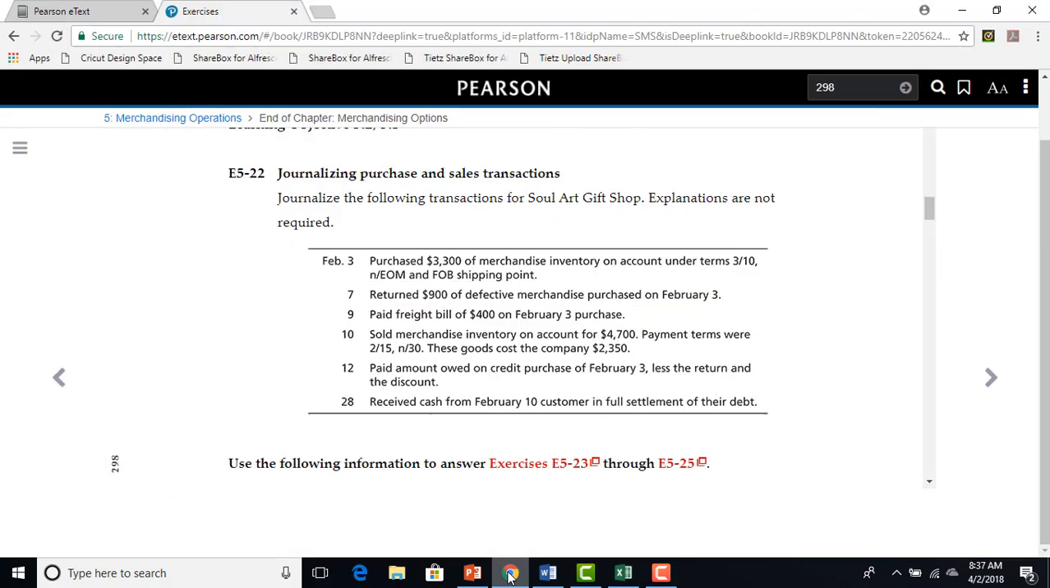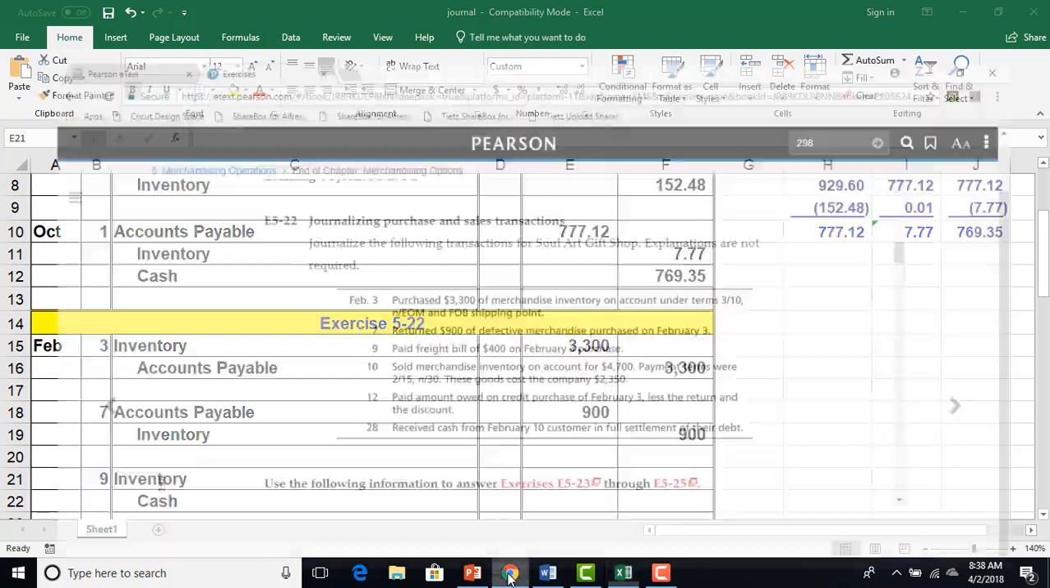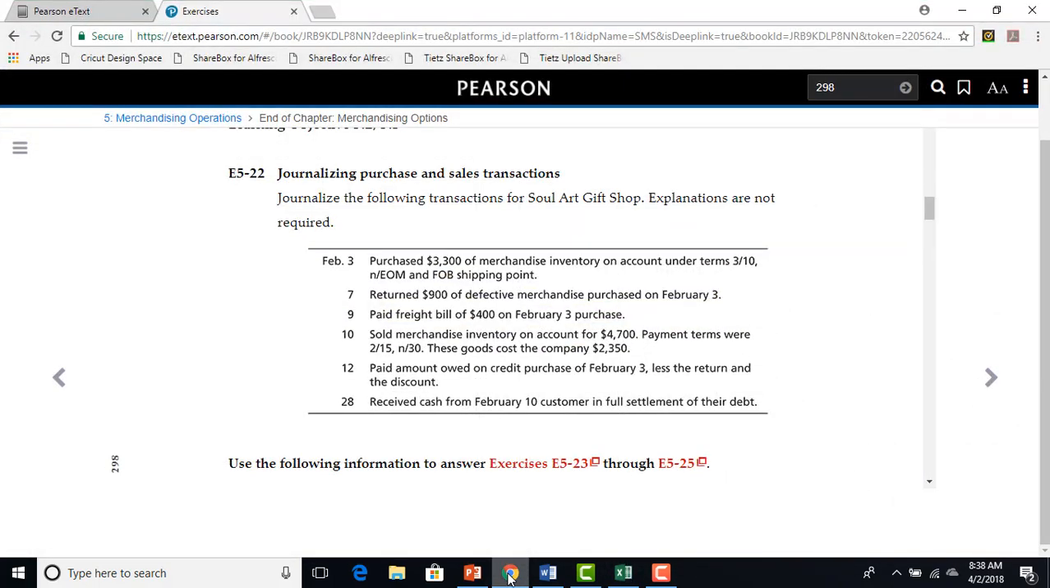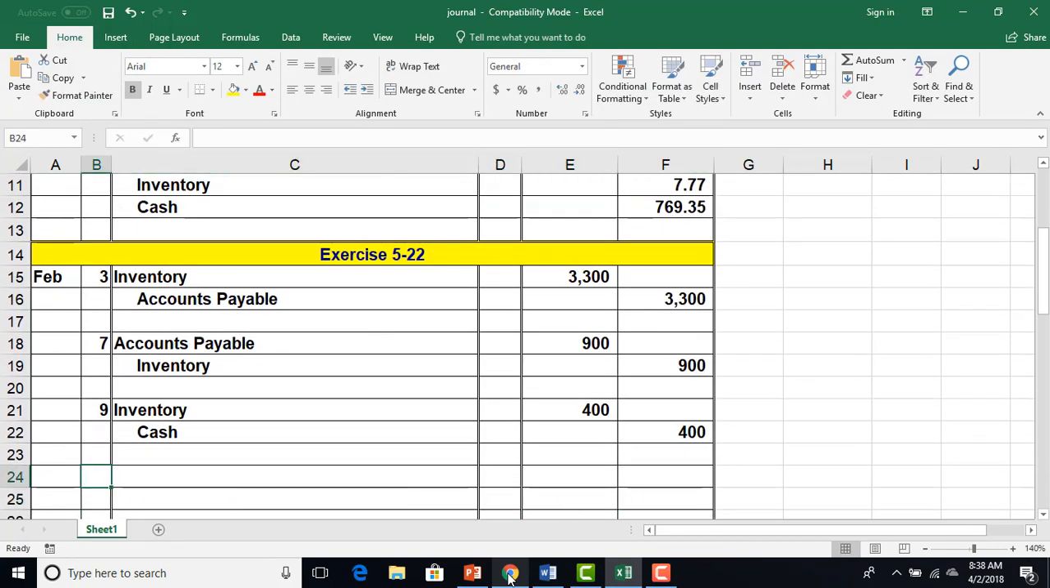Right, on the 9th, it says we paid a freight bill of $400 on that February 3rd purchase. So on the 9th, if I'm paying that freight bill, remember, we said in class that the cost of inventory is anything that it takes to get that inventory to a saleable condition and location. We can't sell that inventory if we don't have it. Therefore, the cost of shipping, we can include that directly as part of the cost of my inventory. So this one will be a debit to inventory and a credit to cash. Remember, I'm paying that freight company. So my debit to inventory and my credit to cash for that freight bill is $400. All right, so I've recorded that there on the 9th.